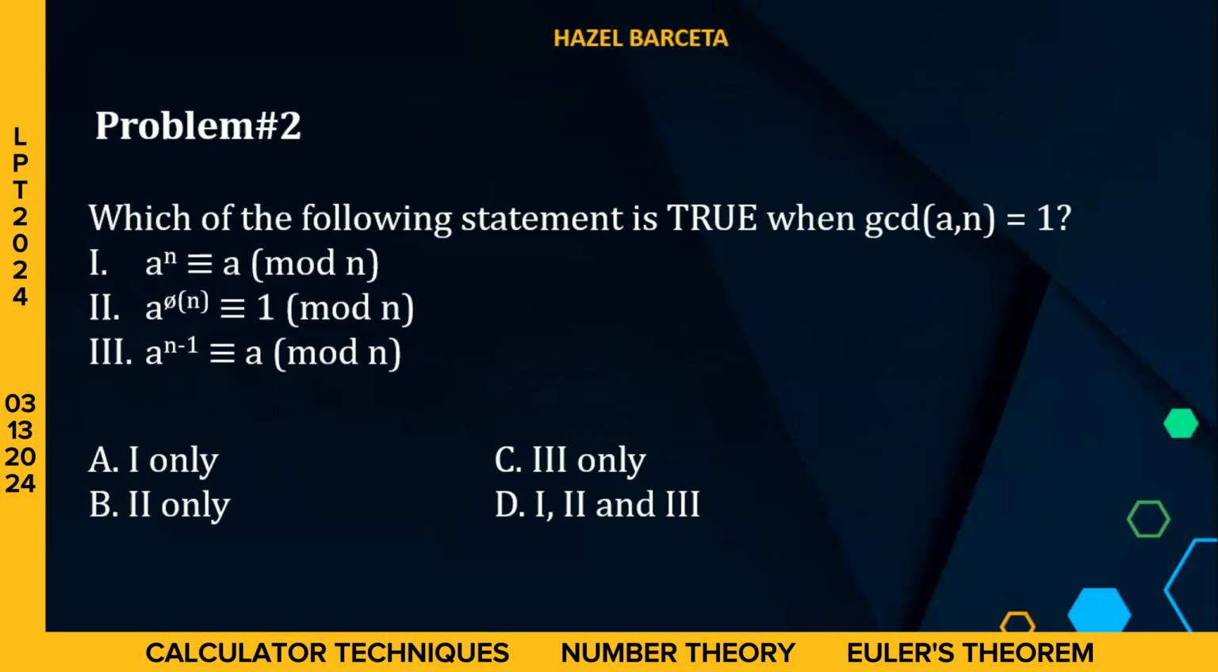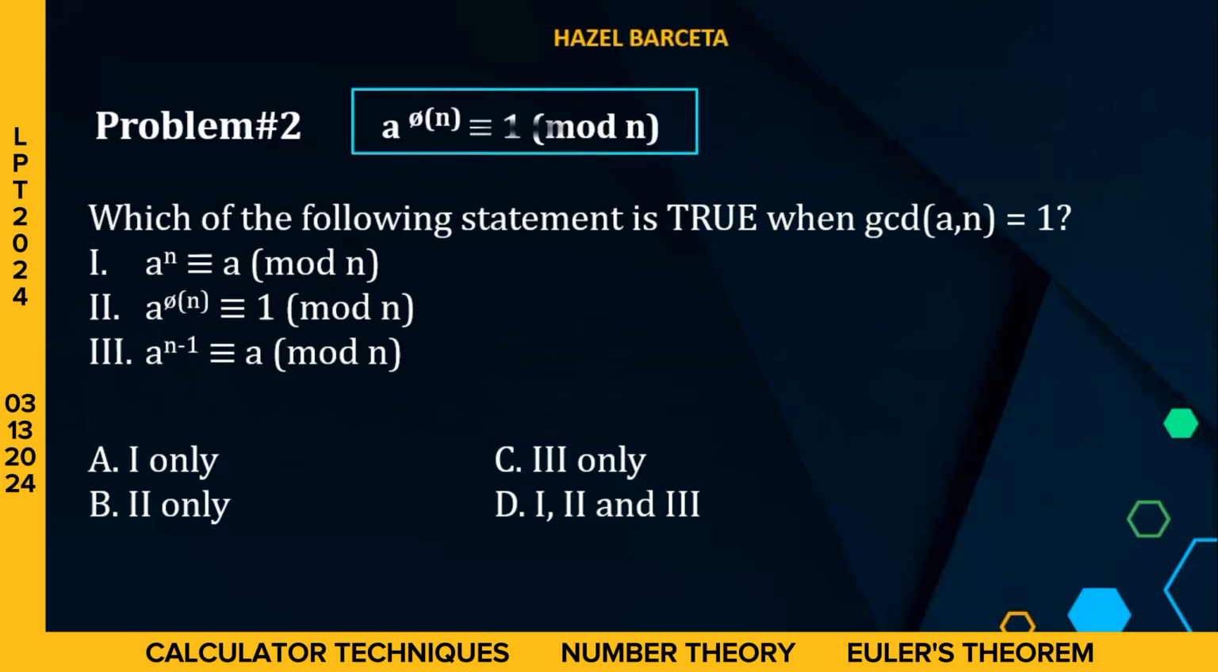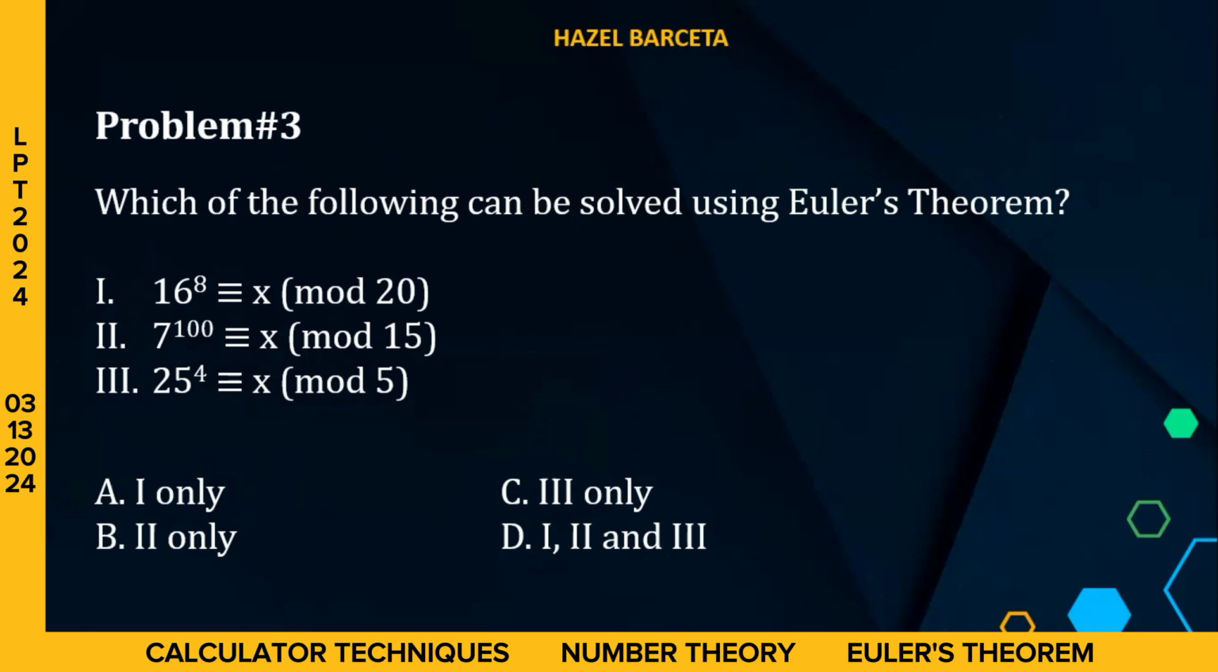Which of the following statements is true when GCD of a and n is equal to 1? So, familiar, recall po natin ang ating formula and the consideration. So, siyang siya, and the answer is a raised to φ of n is congruent to 1 mod n. And it is B, 2 only. Ayan. Problem number 3. Which of the following can be solved using Euler's Theorem?